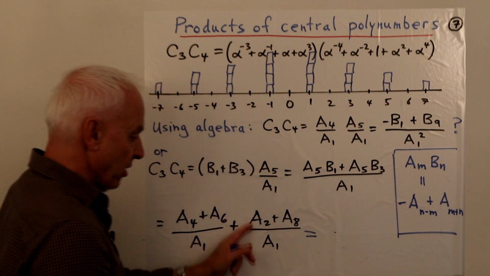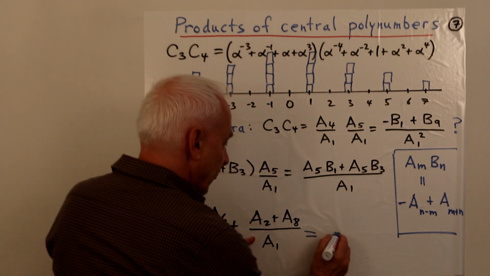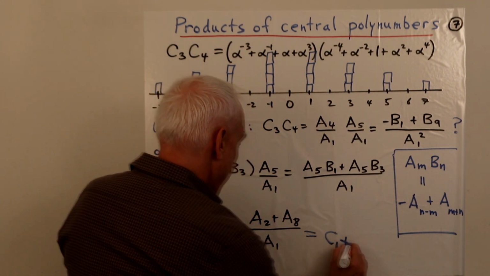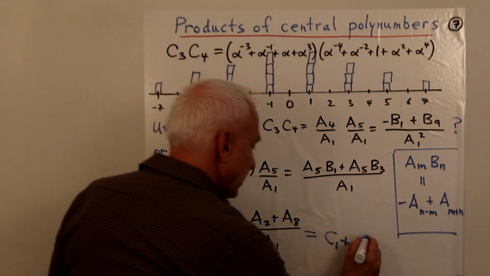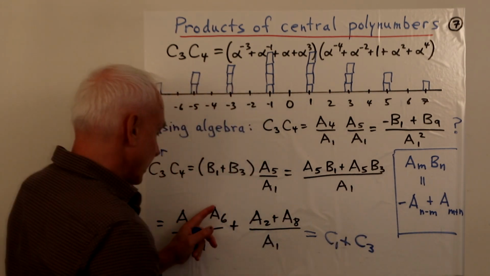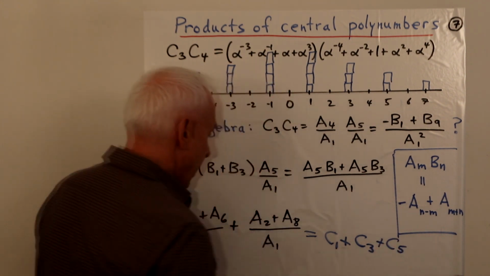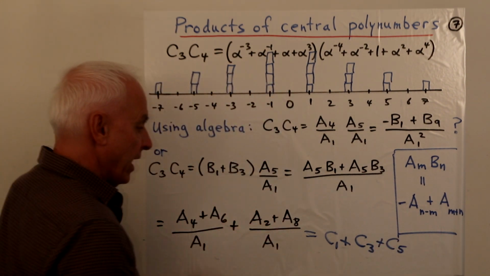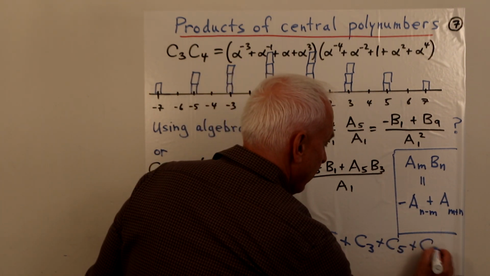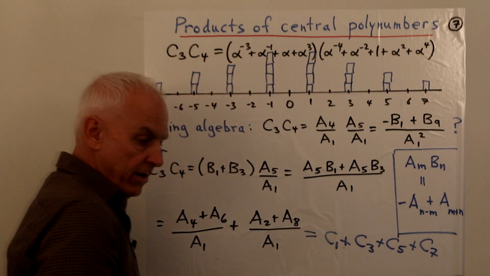Actually, maybe we'll start with the smallest one. A2 over A1, that's C1. And then A4 over A1, that's C3. And then A6 over A1, that's C5. And finally, A8 over A1, that's C7. Okay, so that's what we're getting there.